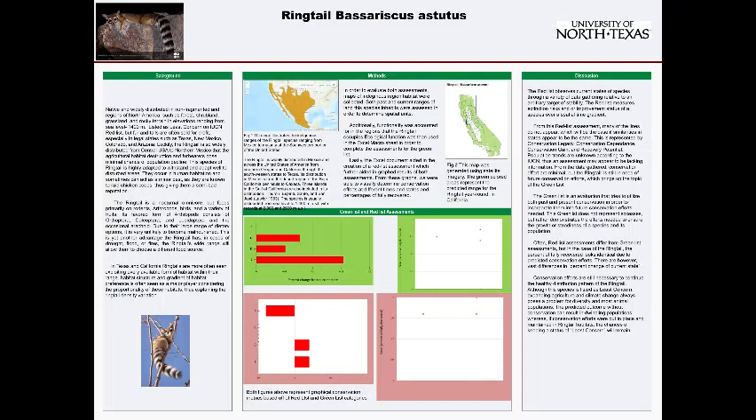My name is Sophia Hernandez, and today I'm doing my presentation on the ringtail, scientific name Bassariscus astutus, and we're going to take a look at the Green List assessment. So first I'll give a little bit of background information.